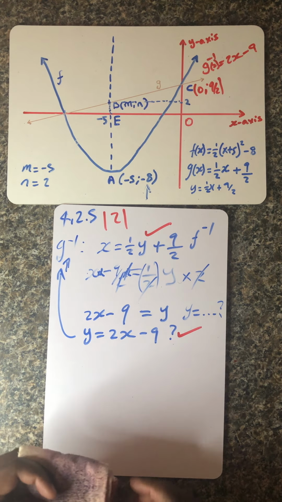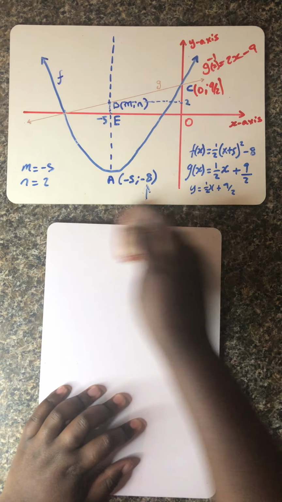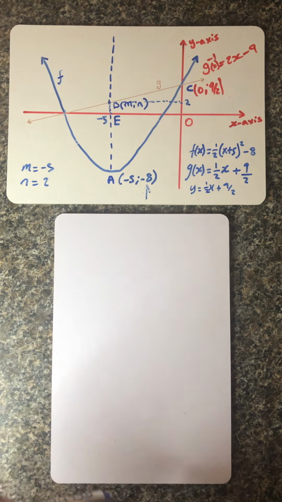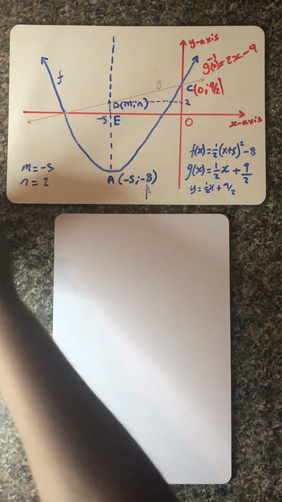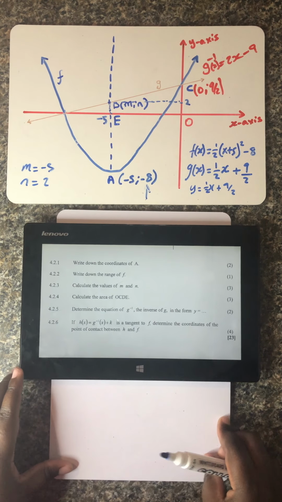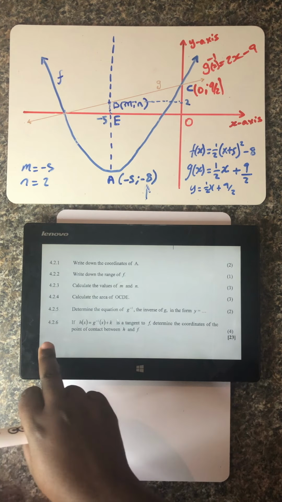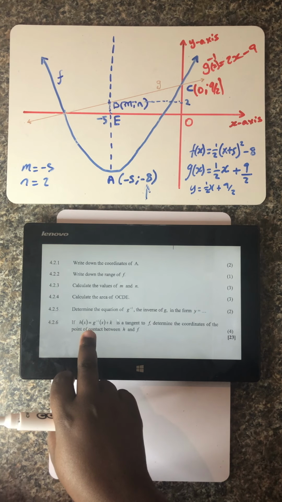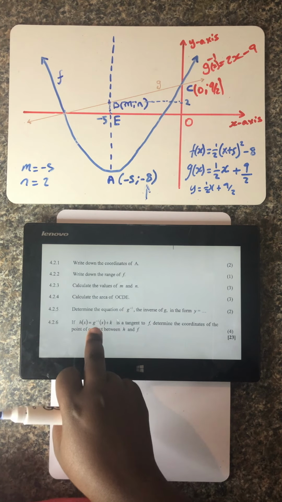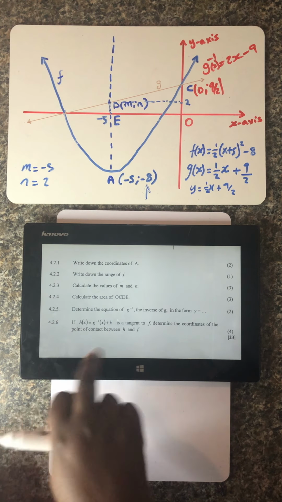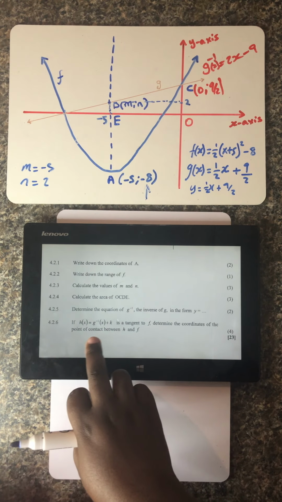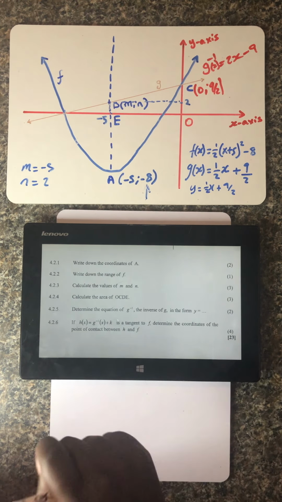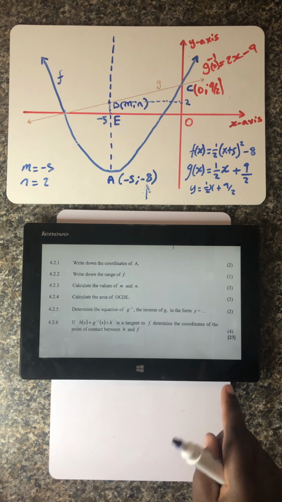So now let's get to the last question. I know it's been a very long lesson, but I hope it was worth it, guys. So let's now move to the last question, which is allocated 4 marks. So they're saying 4.2.6, if h of x is equals to g to the exponent negative 1, can you see this is the inverse, plus k, it's a tangent to f, determine the coordinates of the point of contact between h and f. Now this question is allocated 4 marks.